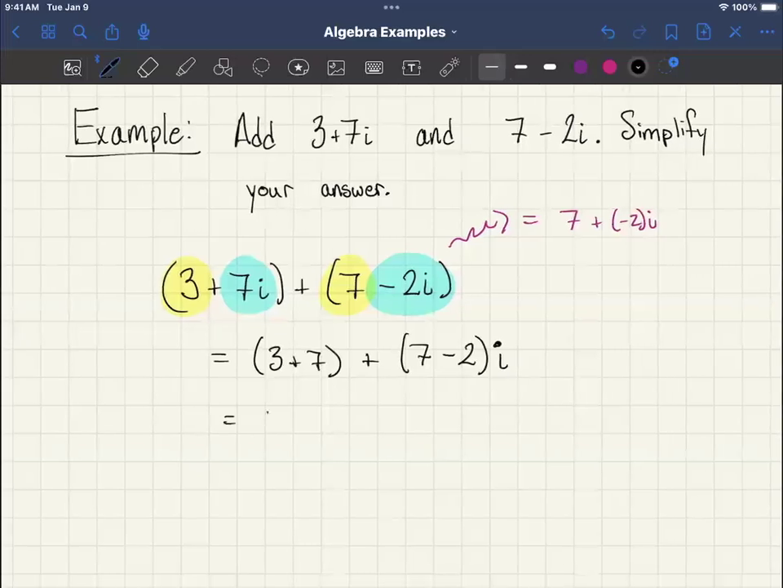3 plus 7 gives us 10. 7 minus 2 gives us 5, and the i is hanging on right there. So there is our solution.